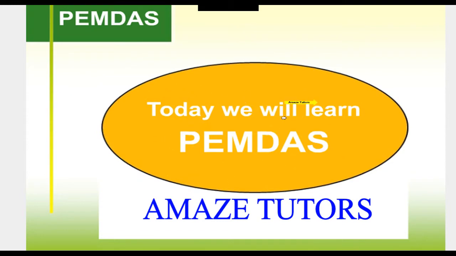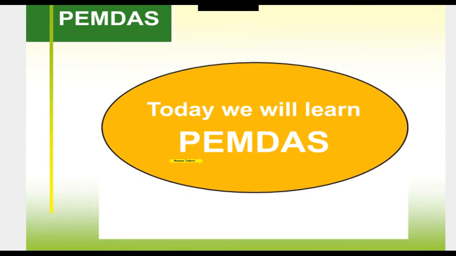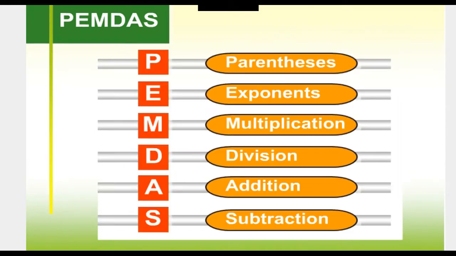Today we will learn PEMDAS, the order of operations, with some examples. PEMDAS: P for parentheses, E exponents, M multiplication, D division, A addition, S subtraction. If any question or expression has more than one operation, this is the order we should follow to get the correct answer.